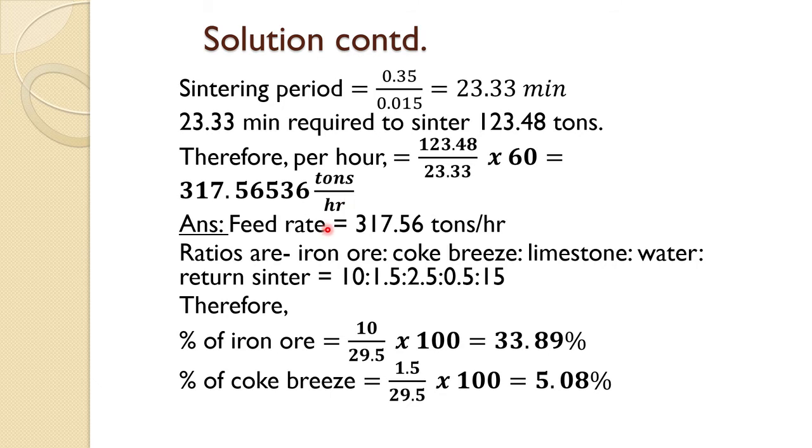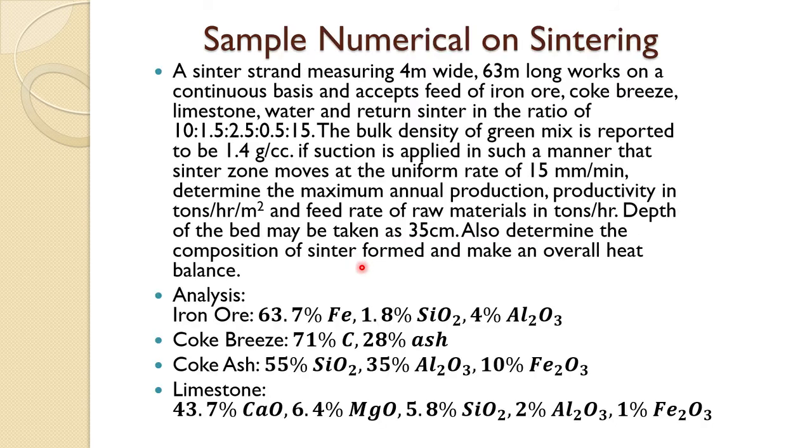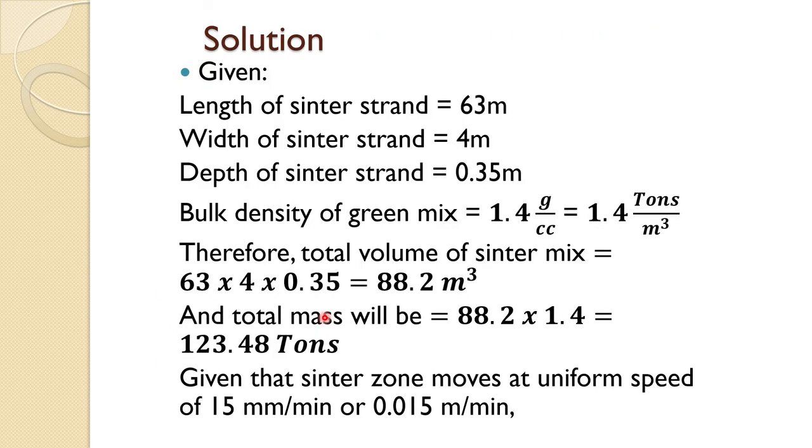So, the feed rate is required. What is the feed rate? The feed rate would be about 317 ton per hour, and the ratio is given now. The second question is about the maximum annual production, productivity and feed rate. So, the feed rate we got. Now, the annual production and productivity.